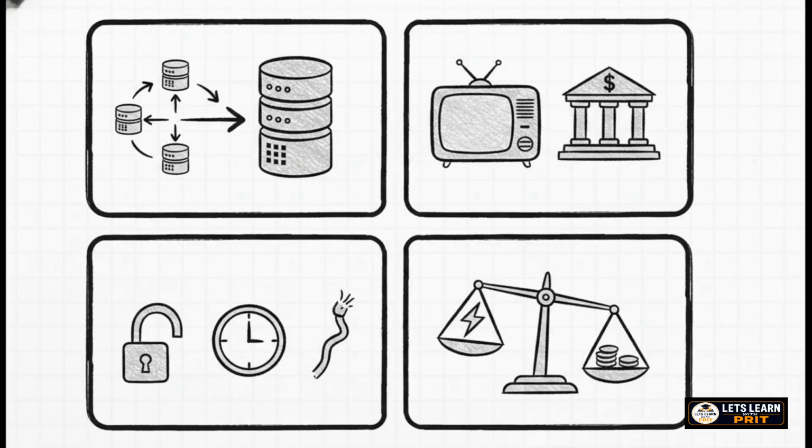Let's do a super fast, quick revision just to lock all this into your brain. 1. The concept is a multi-node database acting as one single system. 2. Key apps are Netflix, Amazon, and banking. 3. The big 4 challenges are consistency, sync, security, and network failure. And 4. The ultimate trade-off is high speed and reliability versus high setup cost. And boom, your Unit 5 core concepts are completely clear.